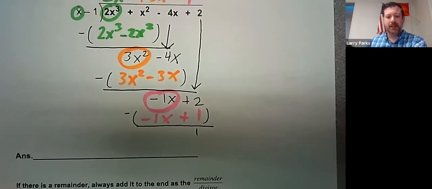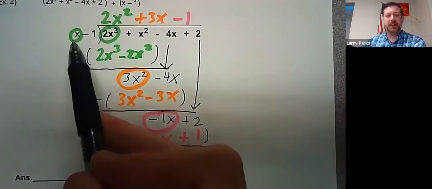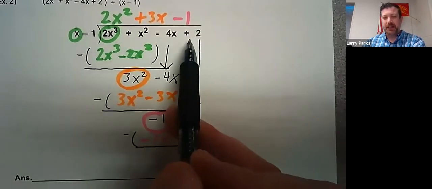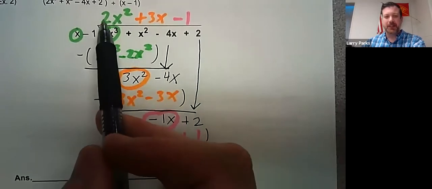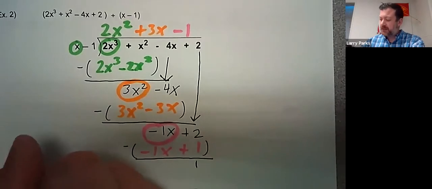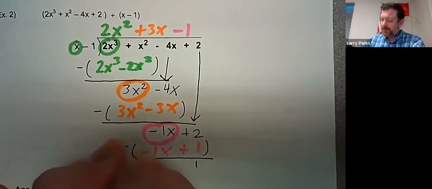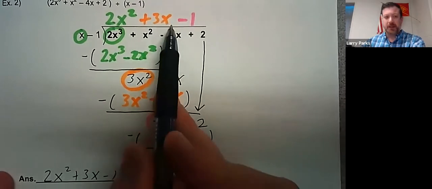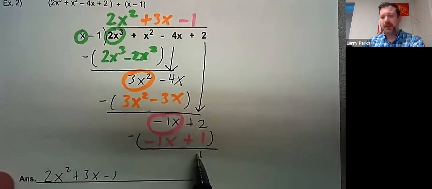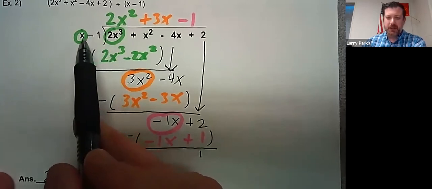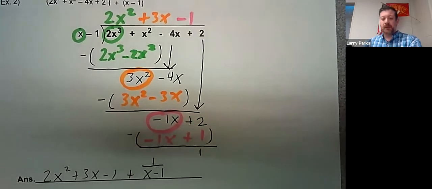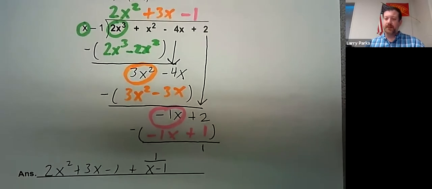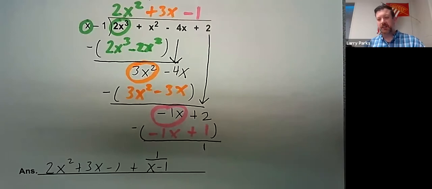Now this one had a remainder, so I would say that x minus 1 is not a factor of this. I would also say that this is not a factor of this. But I need to write down my answer, so I'm going to write down 2x squared plus 3x minus 1. All I did was copy this part down here. And because there's a remainder, I put the remainder over the divisor. All right. This is how you do polynomial long division.